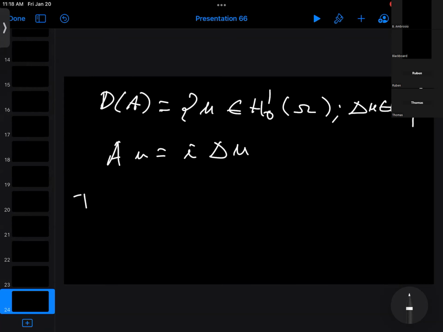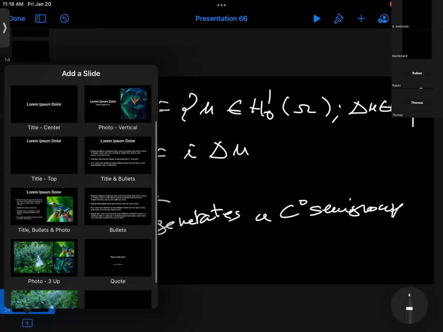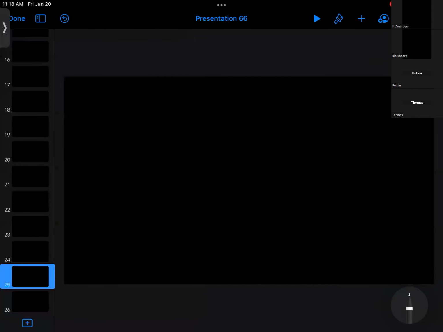Okay, so theorem: A generates a C0 semigroup. So that means that it gives you the solution of my Schrodinger equation. Lastly, this is the last thing that we are going to mention, the classical wave equation.